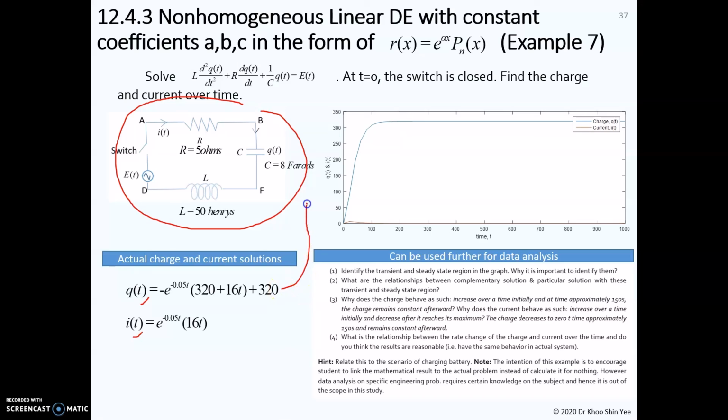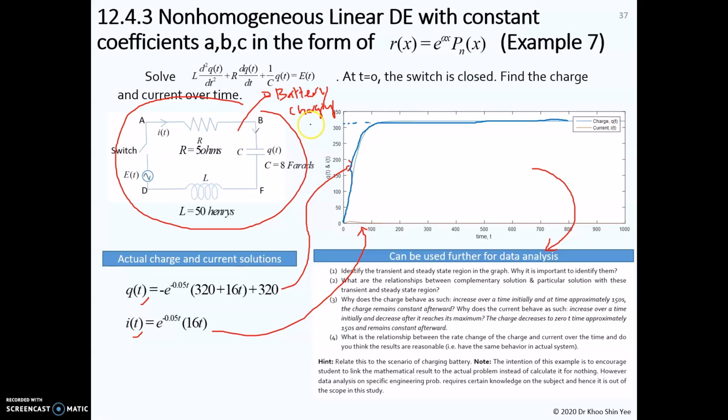You can continue to plot the charge in the blue line and the current in the red line here. Then you can continue to use this information for the data analysis. For example, let's assume we use this RLC circuit for battery charging. So you can see over the time the charge increases up to a certain level and then it stops and saturates at the maximum level here.